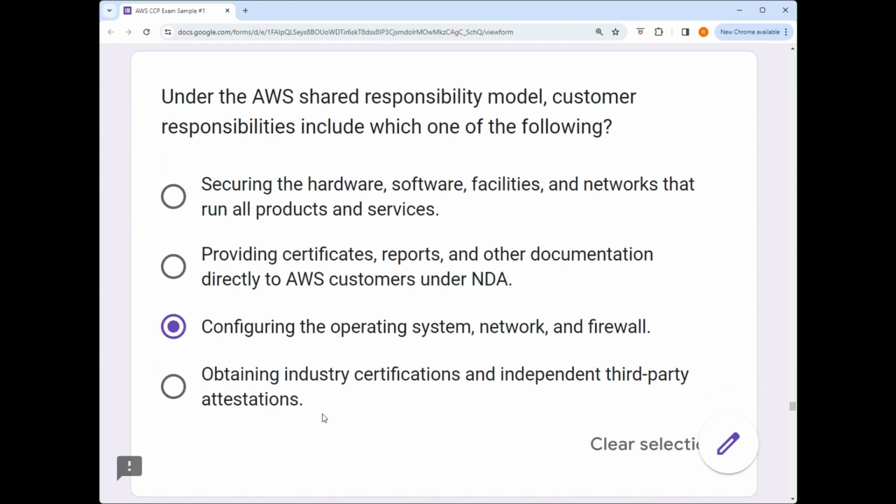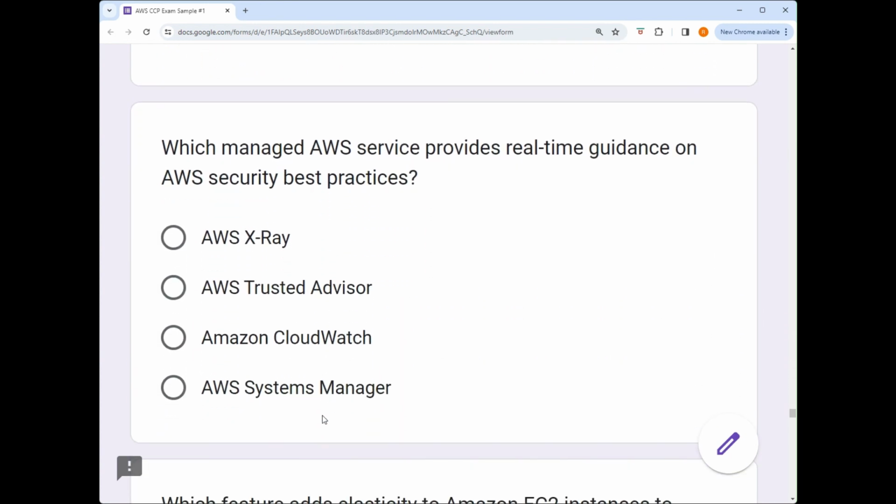Which managed AWS service provides real-time guidance on AWS security best practices? AWS X-Ray. AWS Trusted Advisor. Amazon CloudWatch. AWS Systems Manager. Correct answer: AWS Trusted Advisor.